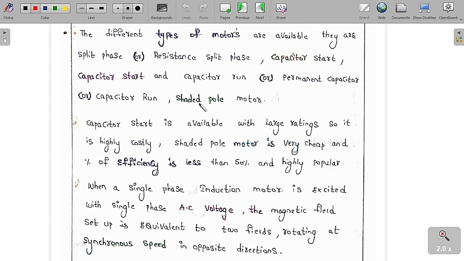Listen carefully. The different types of motors available are basically split phase or resistance split phase, capacitor start, capacitor start and capacitor run, also called permanent capacitor or capacitor run, and the shaded pole motor. For these motors, definitely the starting torque is not equal to 0. While starting, since the starting torque is not equal to 0, these are said to be self-starting single phase induction motors.